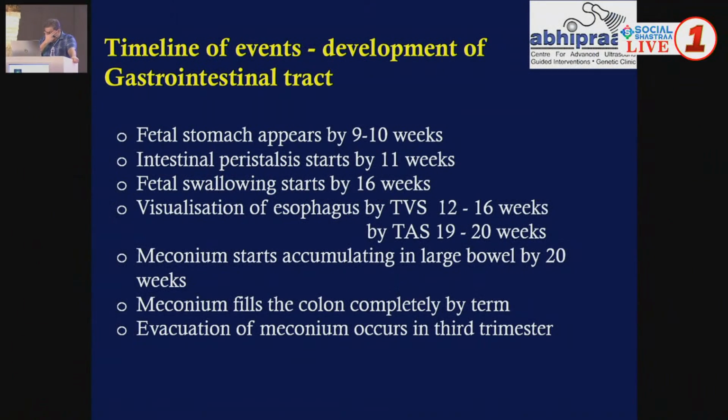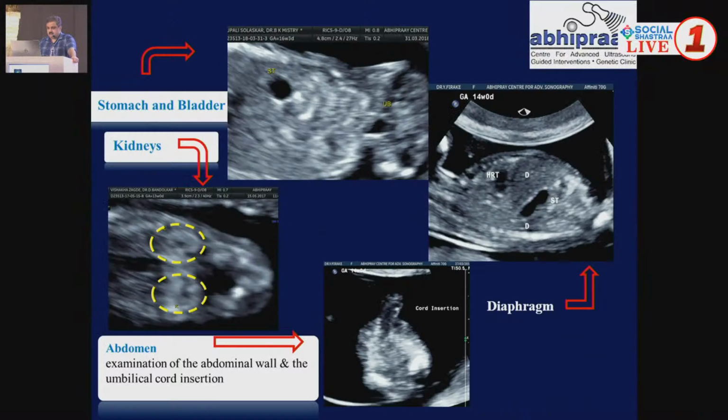Fetal swallowing starts by 16 weeks, and you can see the esophagus by a routine anomaly scan. Meconium starts accumulating in the large bowel by 20 weeks because that's where the absorption takes place, and it fills the colon completely till term, and the evacuation can happen in the late third trimester.